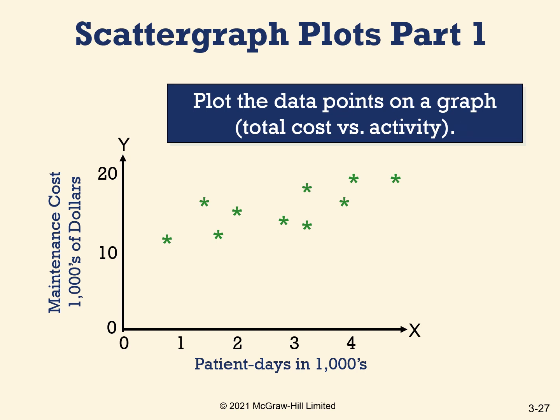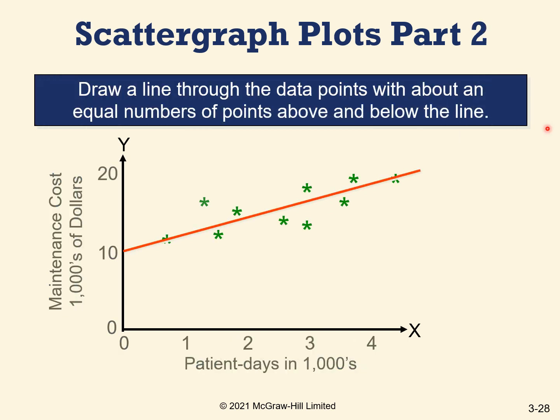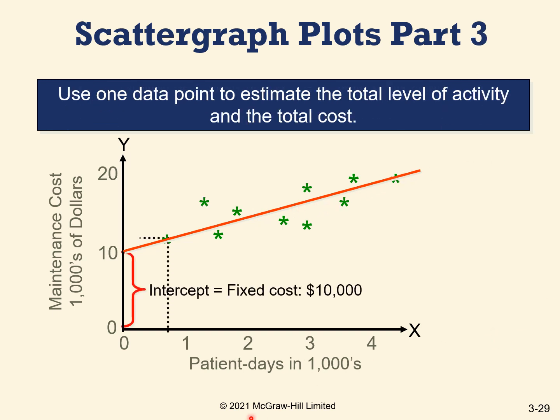Then we can go to the next slide, and our next step is to draw a line through these data points with about an equal number of points above and below the line. So we draw a line through, trying to get as many above and below as we can to make it fairly even. And when we've done this, we can make some pretty basic assumptions.